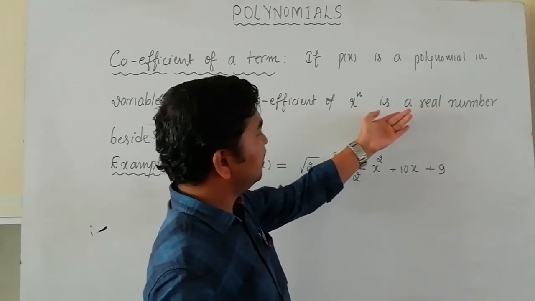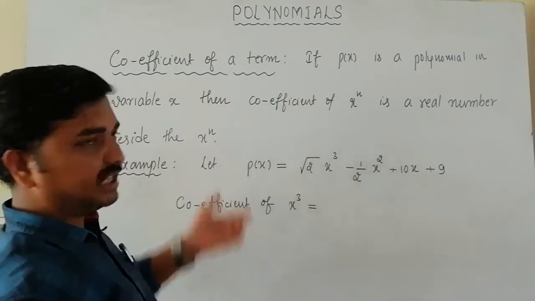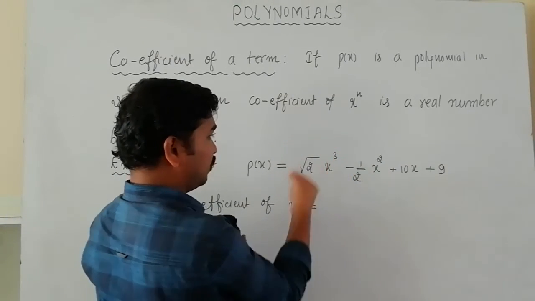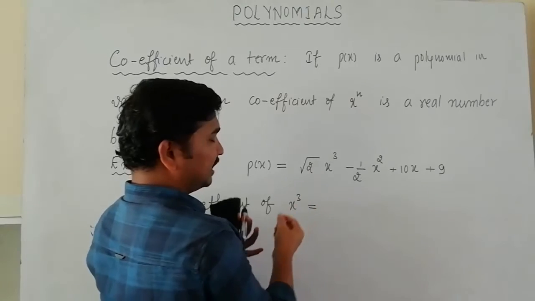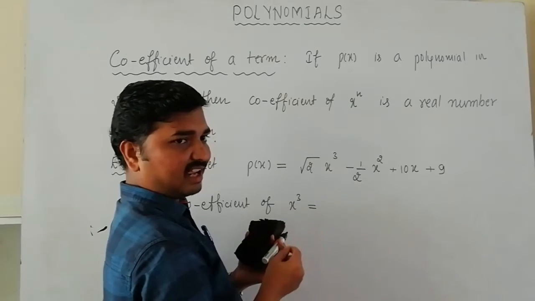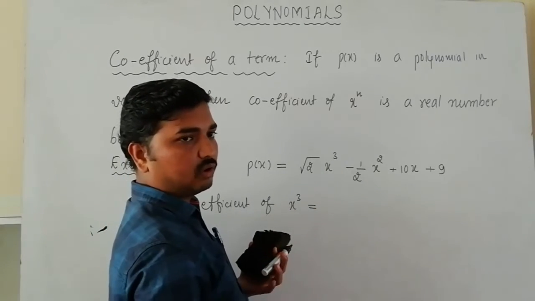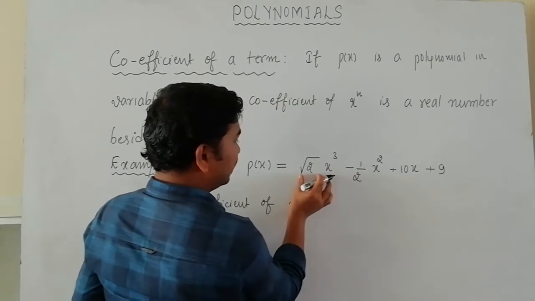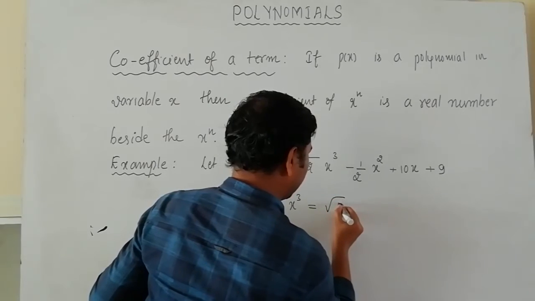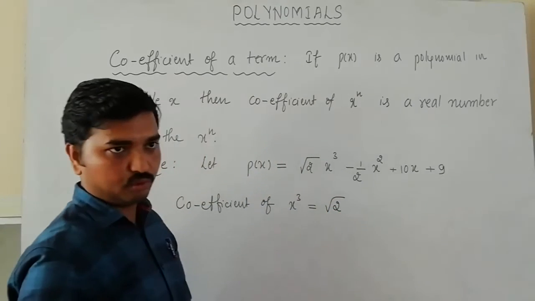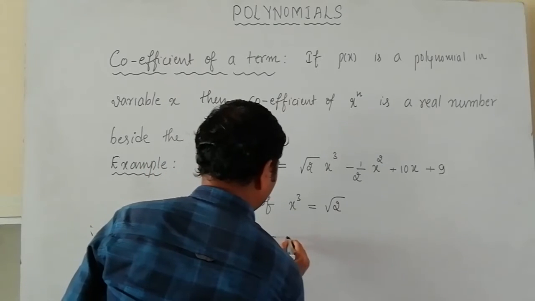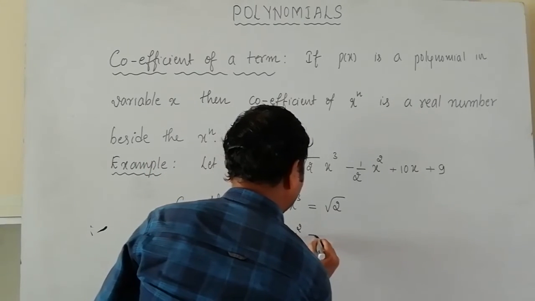So now try to understand the definition. The coefficient of x power n means it is a real number beside the x. When we write the coefficient of x power n, it means the number which lies beside the term is actually called the coefficient. So look, beside x power 3 there is root 2, that's why the coefficient of x cube is root 2. In the same sense, the coefficient of x square is equal to what?